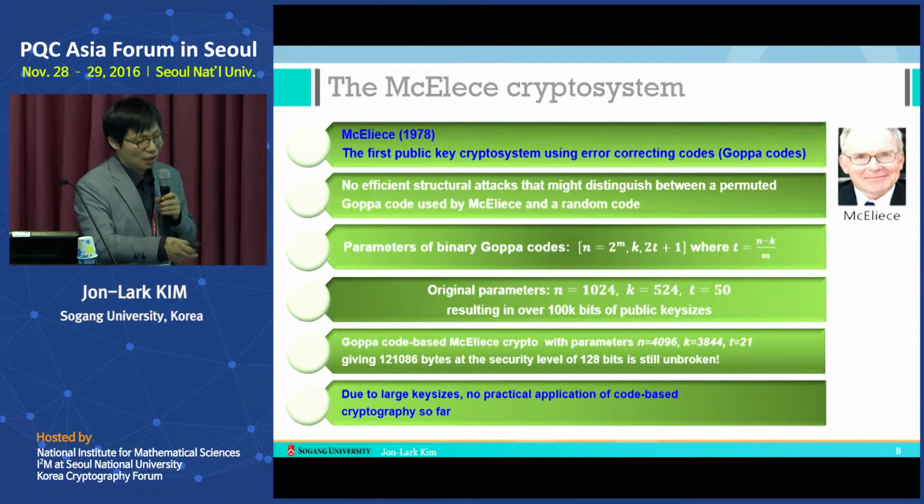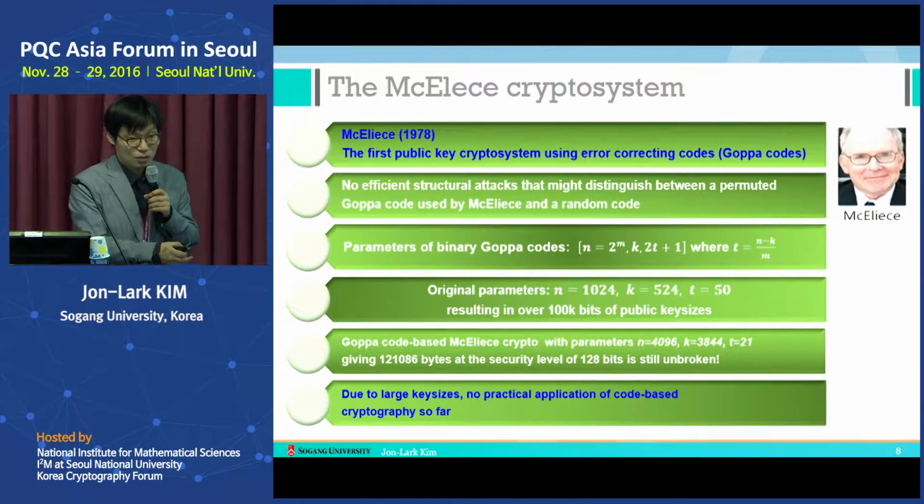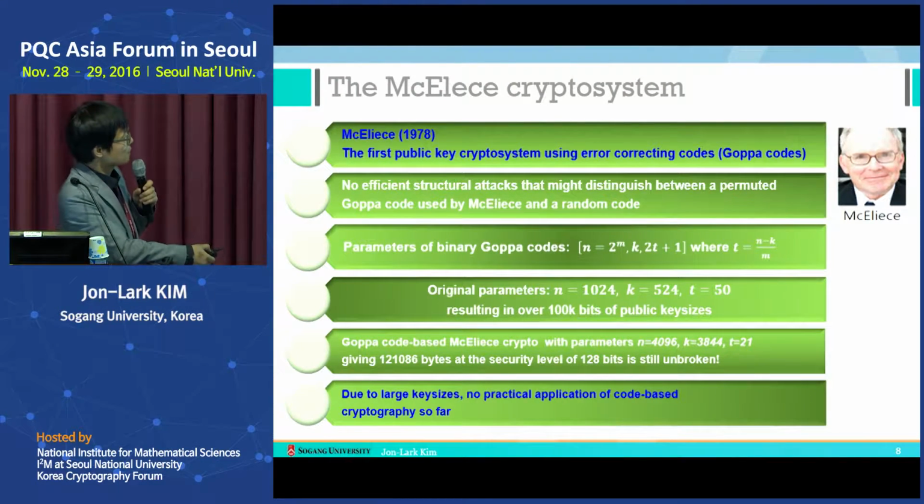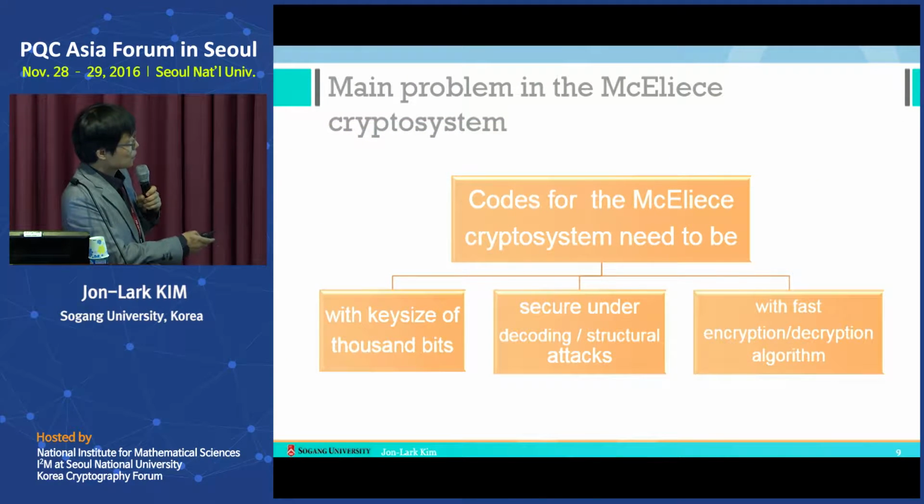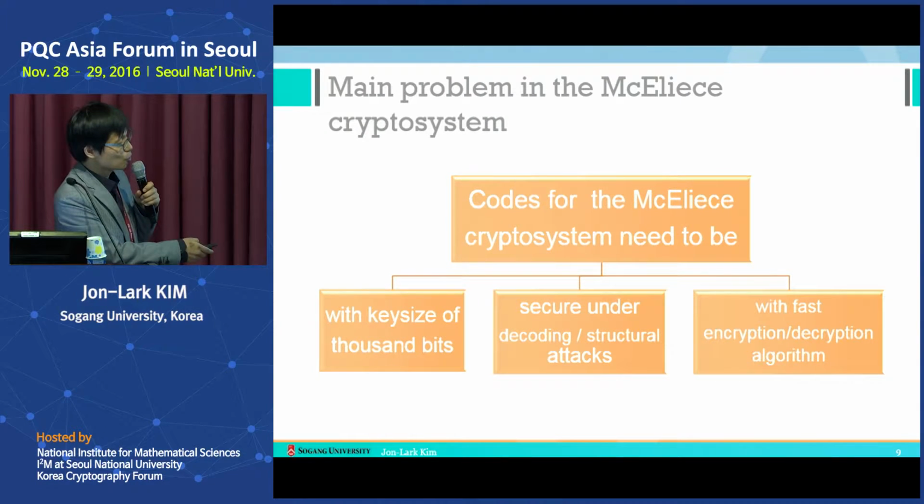But as I said, the main problem is the key size of the public key, because we have to announce the very big generator matrix. That's the headache for the crypto system. So here's the question. We try to build codes based on the McEliece crypto system having these properties. The key size won't be about 1,000 bits, and it's secure under decoding and structural attacks. The matrix, after some scrambling, shouldn't be distinguishable from some structured one.